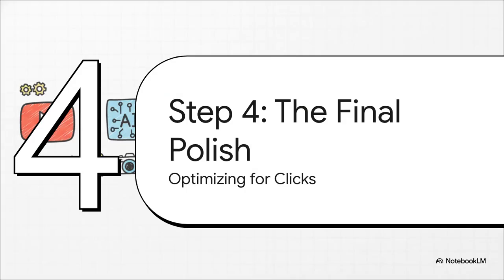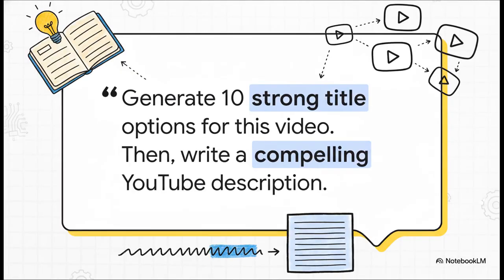So our video is basically ready to go, but now we need to make sure that people are actually going to click on it. And that brings us to the crucial final polish, optimizing your title and your thumbnail. Just head back into your video-specific notebook and use this prompt to generate 10 really strong title options. Pick the one that feels the most powerful, the one that would make you stop scrolling. Then, just follow that up by asking it to write a full YouTube description. And just like that, all your text assets are completely done.